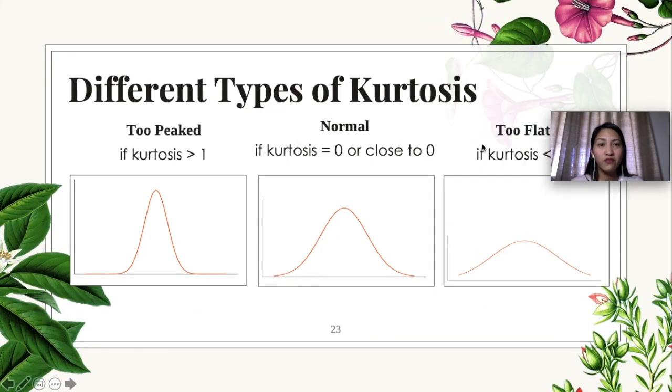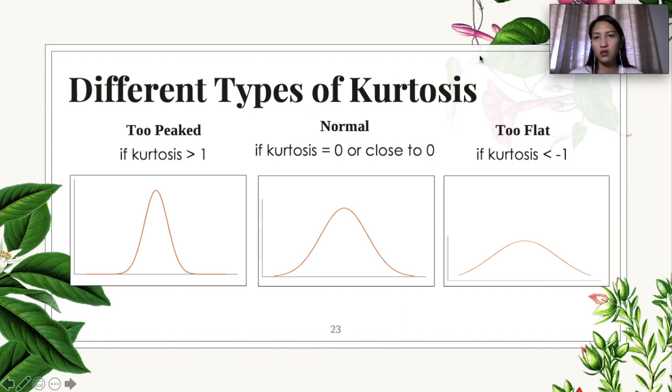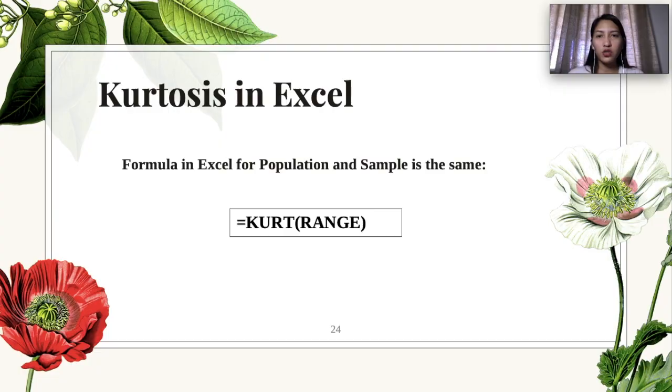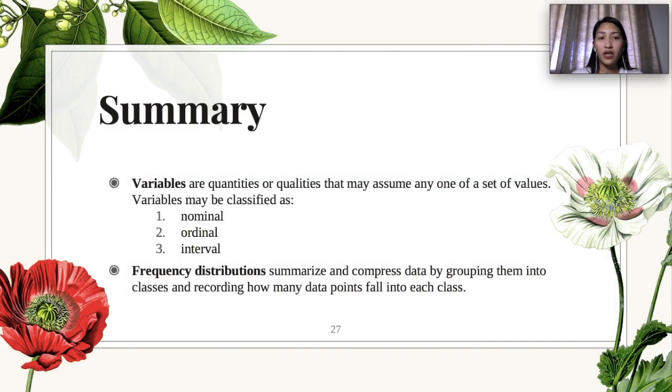Alright, so that's it for our demo ng ating skew and kurtosis. So, as for the summary, descriptive statistics include the number, tables, charts, and graphs used to describe, organize, summarize, and present raw data. So, yung most often na ina-examine natin ay central tendency, dispersion, skew, and kurtosis. Ang variables na pag-aralan din natin na meron siyang classification, na pwede siyang nominal, pwedeng ordinal, at pwede ring interval.